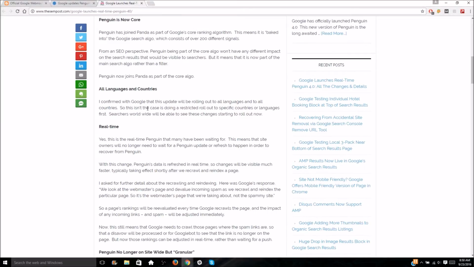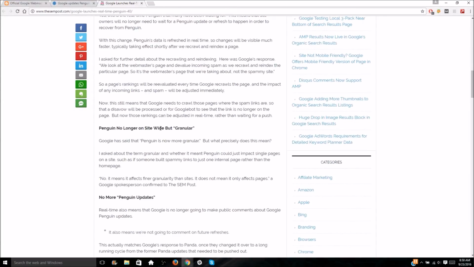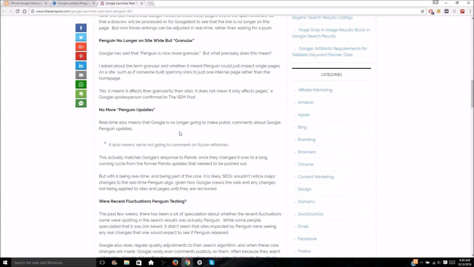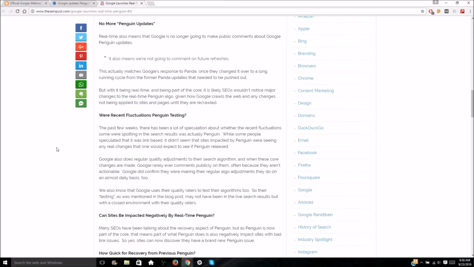It's every single search engine for Google and real time, of course. Penguin no longer on site wide, no more Penguin updates. And then it addresses the recent fluctuations and Penguin testing. It says past 2 weeks there's been some speculation about whether the recent fluctuations some were spotted in the search results were actually Penguin. While some people speculated that it was link-based, it didn't seem that sites impacted by Penguin were seeing any real changes.